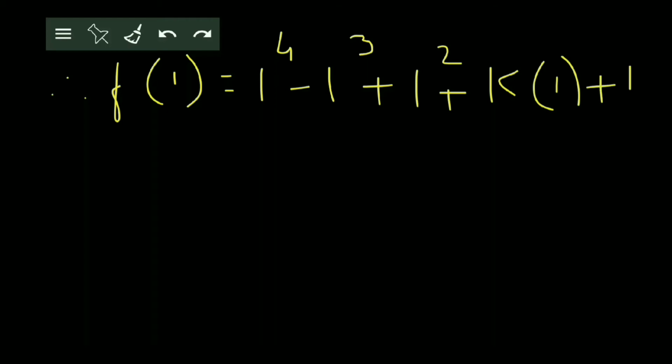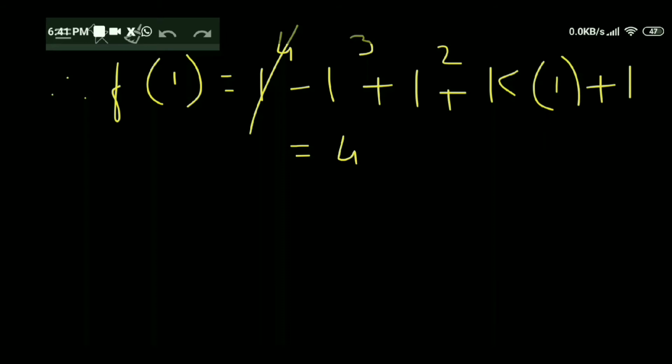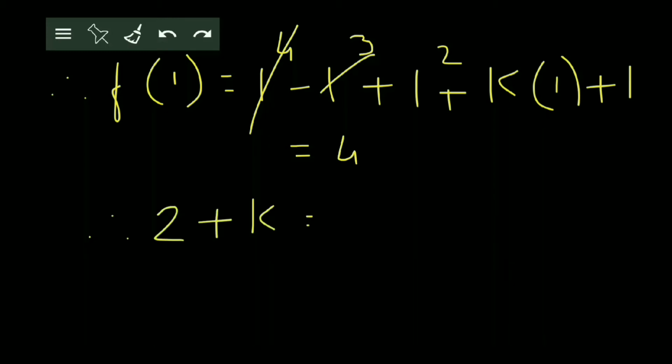C was 1, if you remember. And that f(1) they have given us as 4. Now 1 raised to 4 minus 1 cube is 1 minus 1, which goes away. 1 square, that is 1, plus 1. We get 2 plus k as 4. Therefore, we can say that k is 2. So the value for k comes out as 2.